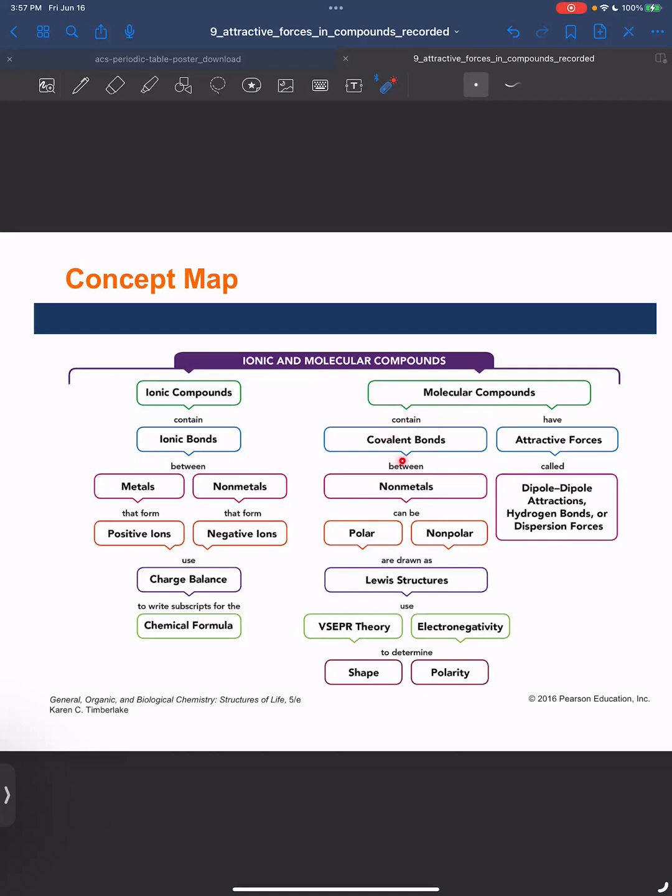Molecular compounds, we learned, contain covalent bonds between nonmetals. They can be classified as polar or nonpolar. We use Lewis structures to help us understand the structure of the molecule, but VSEPR theory determines the three-dimensional molecular shape. And with our knowledge of electronegativity and shape, we can determine the overall polarity of the molecule, which then will help us identify the dominant attractive forces or intermolecular forces for that molecule. And what we're looking at here is dipole-dipole, hydrogen bonding, and dispersion forces specifically. And that can impact not only our biological molecules such as DNA and protein, but also properties of those compounds such as melting point.